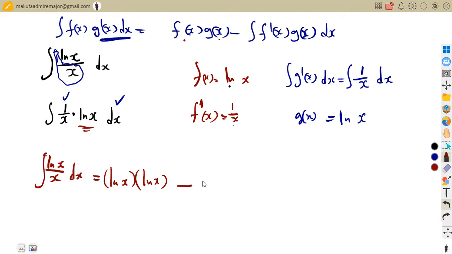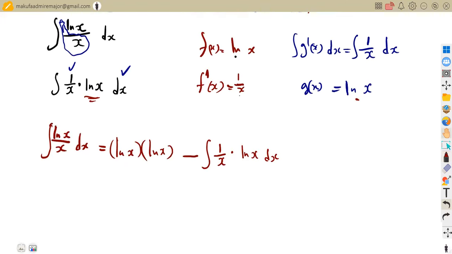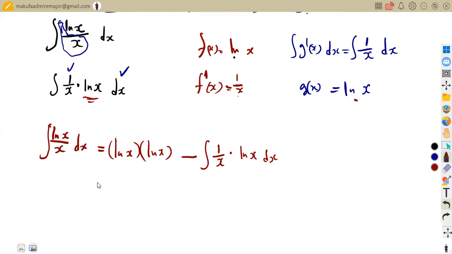Our f prime x, in this case, we're going to have the integral of f prime x, which is 1 over x. So this one is going to give us 1 over x times our g x, which is ln x. So we're going to have ln of x with respect to x. All right, there's something that is happening here. In actual sense, we are supposed to simplify, then we integrate this and that. But if you check, there's something that is happening. ln x and ln x, that's ln x squared. So this is ln x squared, which is the same as ln squared x.